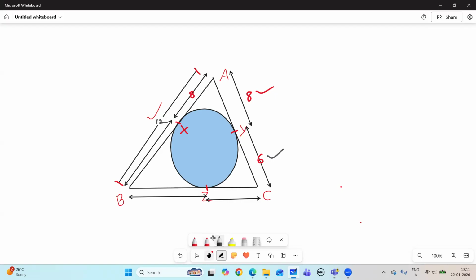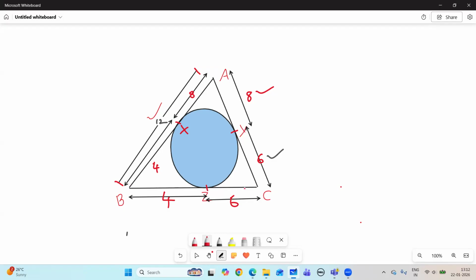So what can we compute? AB is 12, AX is 8. Therefore BX becomes 4 units, and BZ also becomes 4 centimeters because they are tangents from the same external point to the same circle. Similarly, CY and CZ are tangents from the same external point to the same circle. Therefore, CZ also becomes 6 units, as CY is 6. Now we are asked BC.